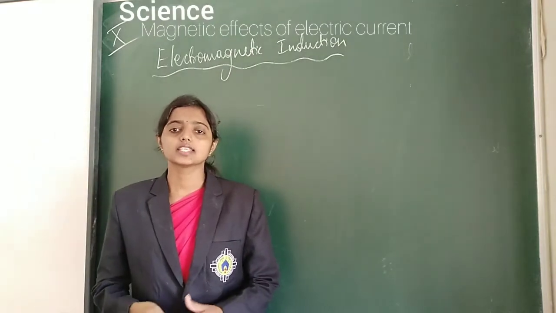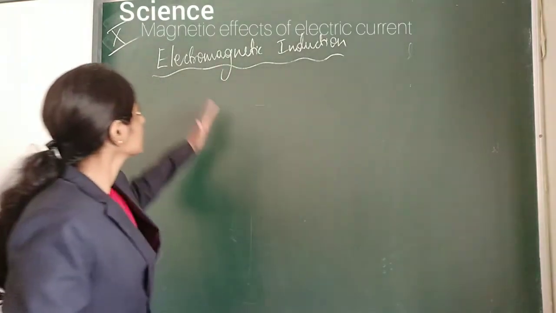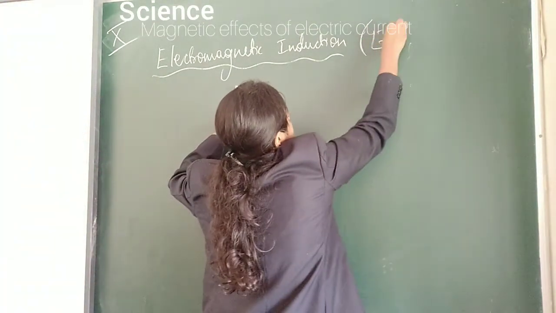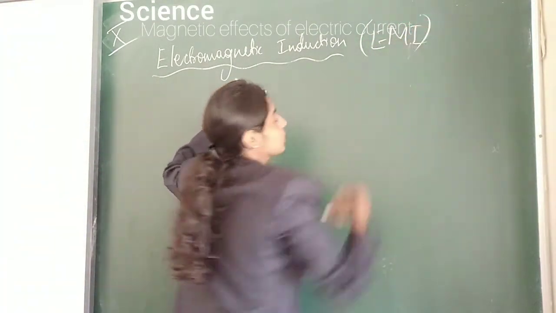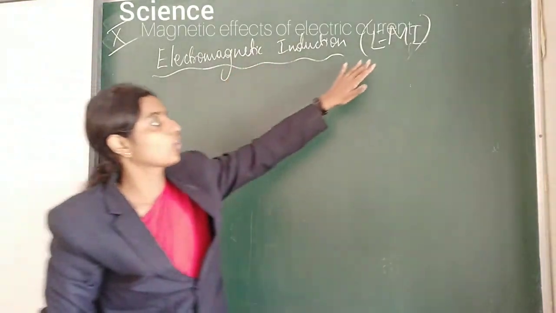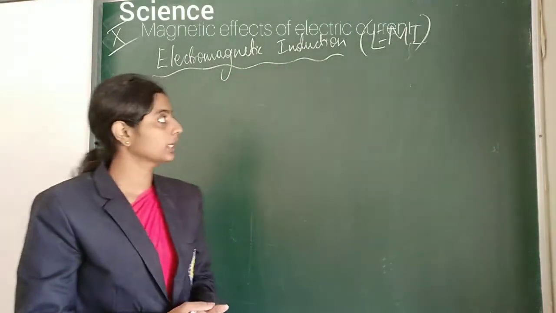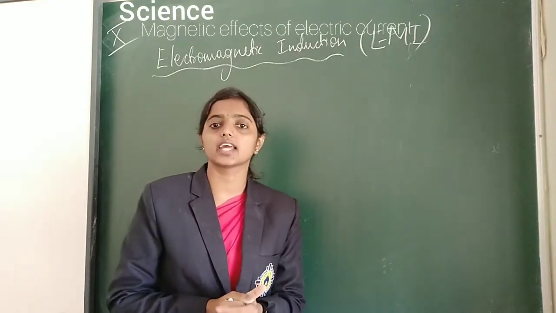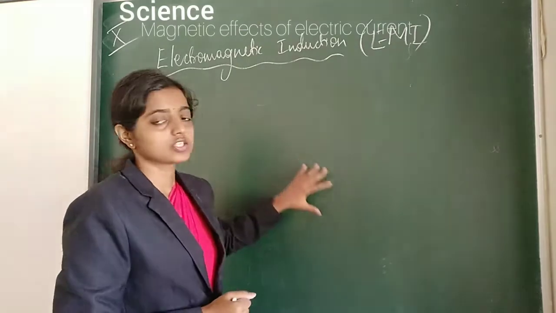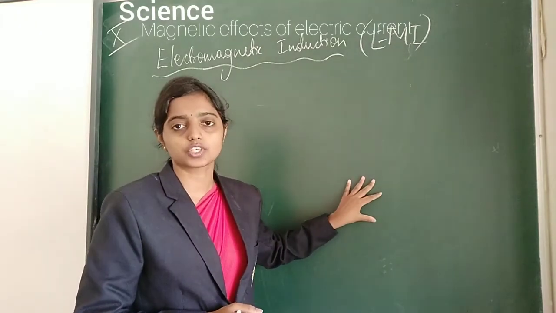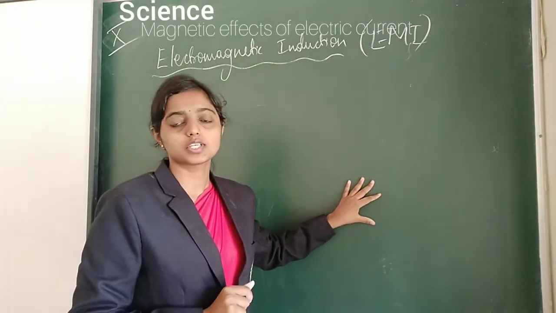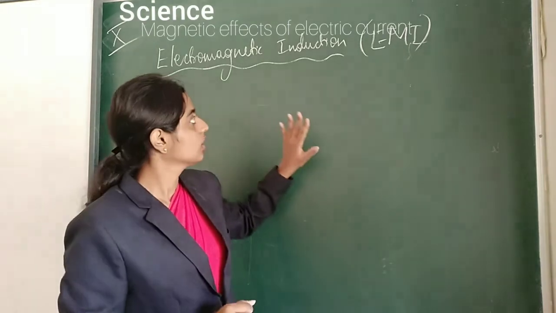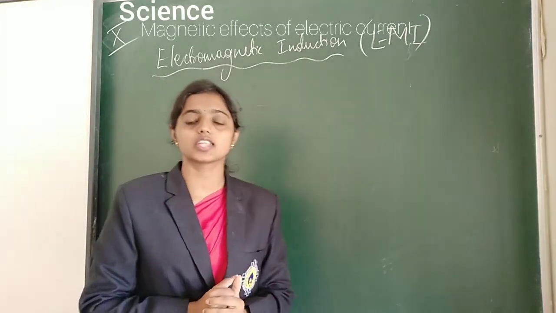Now students, let us start the new topic of this chapter, that is electromagnetic induction, which can also be called EMI. So EMI, electromagnetic induction. This is one of the important topics of this chapter. Till now whatever we studied, we'll get direct questions. Only under this concept can we expect an indirect question. So understanding the concept is important to answer a question from this topic. So try to understand the concept, okay?